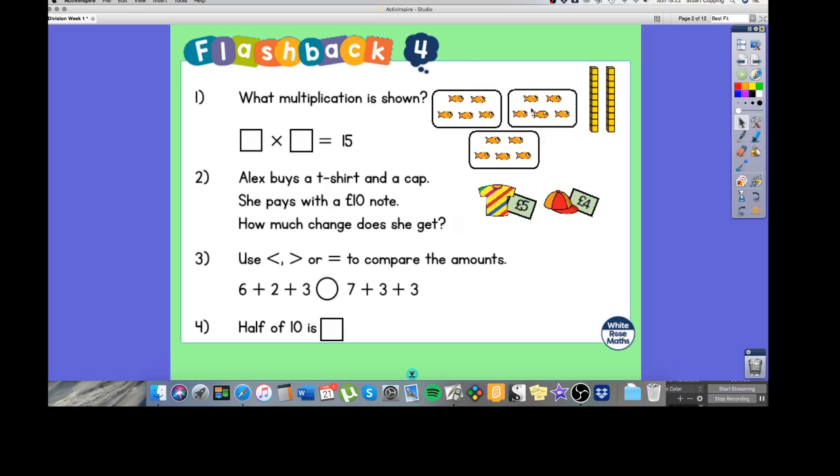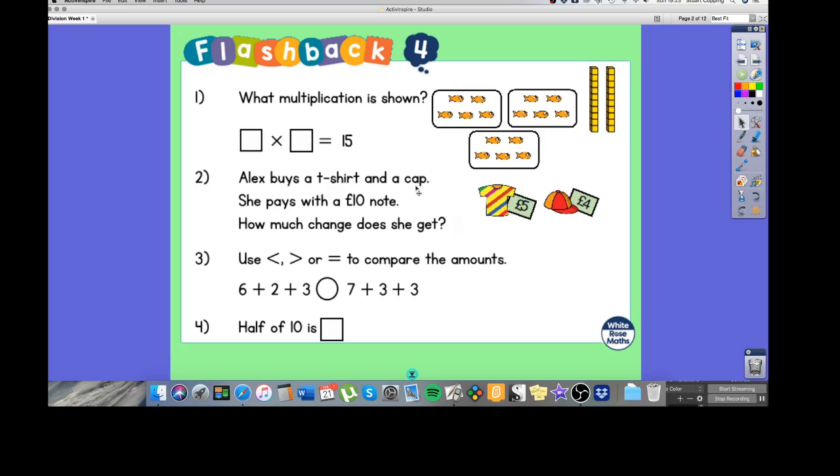What multiplication is shown here with the fish? Okay, something times something equals 15. Okay, remember that times sign means groups of. So how many groups of what have we got to make 15 here?